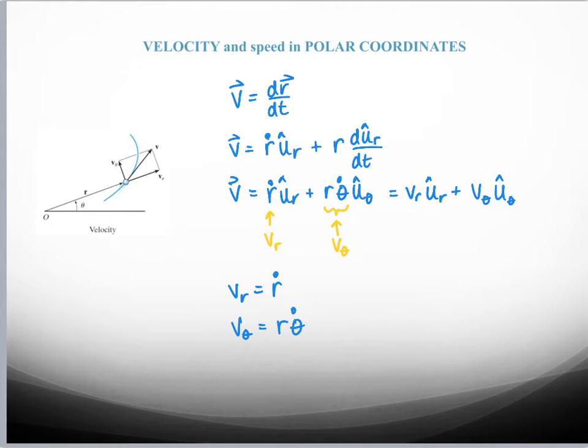And the speed of the particle could be found by taking the Pythagorean theorem. And that's how we would find the speed or the magnitude of the velocity. Okay, so now what we've done is we've written the velocity expressed in polar coordinates. So we have this expression.